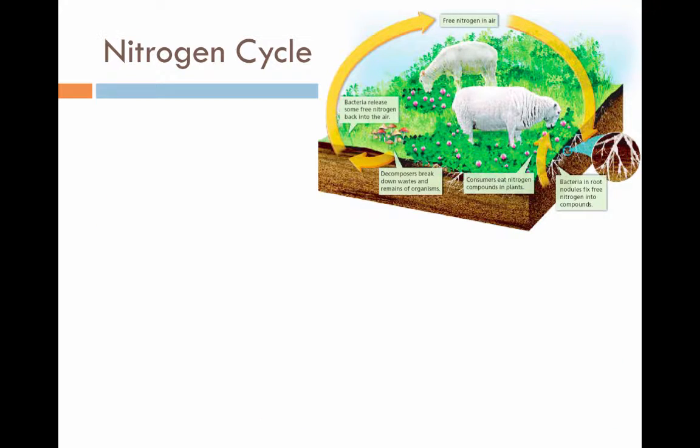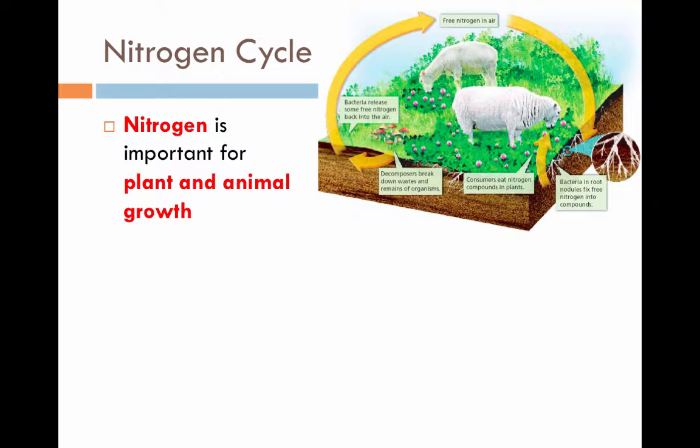Why do animals and plants actually need nitrogen? Well, it's important for their growth, specifically to make proteins. Remember, proteins have the element nitrogen. It's C, H, N, and O they use all the time. Nitrogen is really, really important in making proteins.